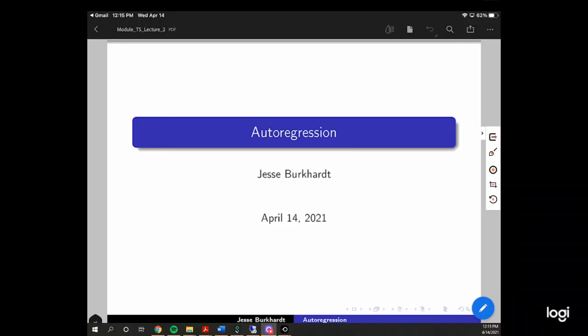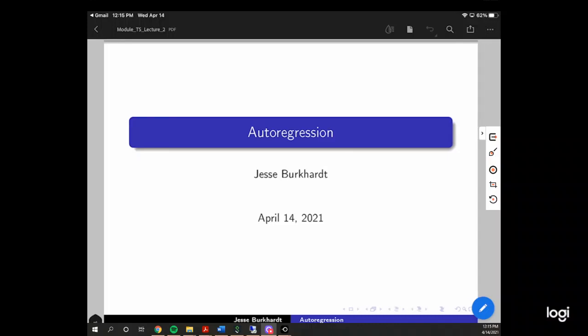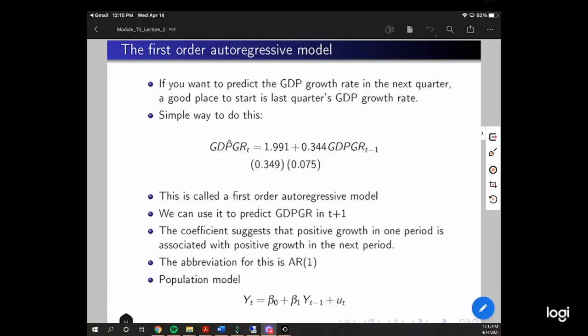This brings us to autoregression. The first order autoregressive model. If you want to predict the GDP growth rate in the next quarter, a good place to start is last quarter's GDP growth rate. So remember, we're dealing with time series. We know there's some amount of information in today's GDP, or whatever our time series is, that can predict the future GDP or our future time series. So a good place to start for predicting today's GDP is yesterday's GDP.